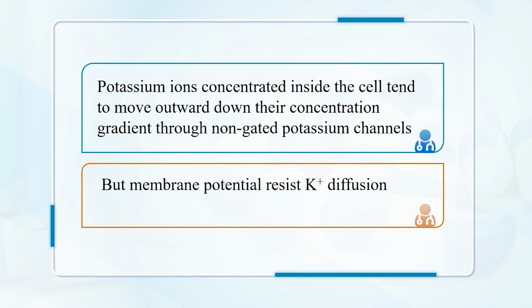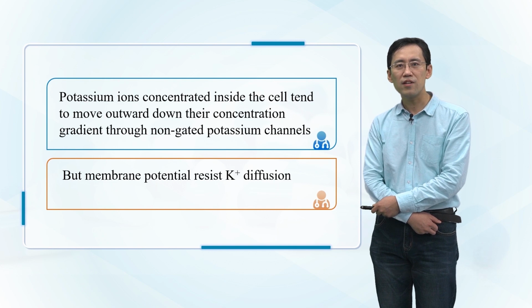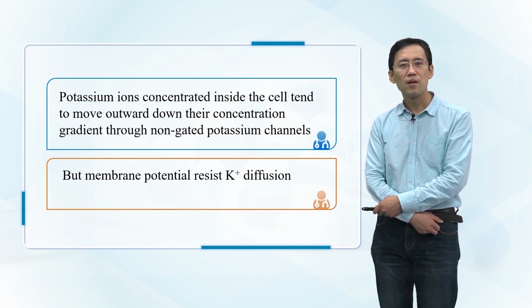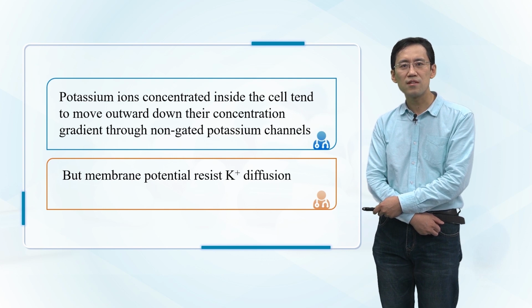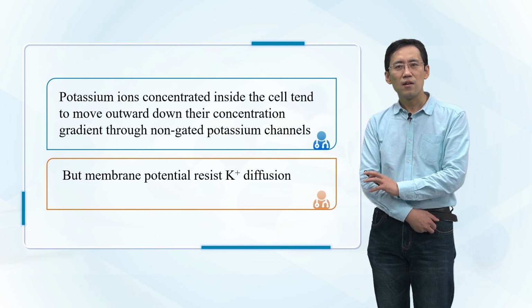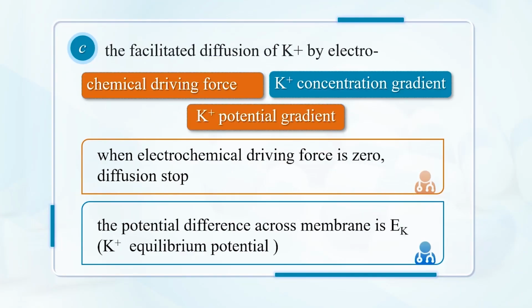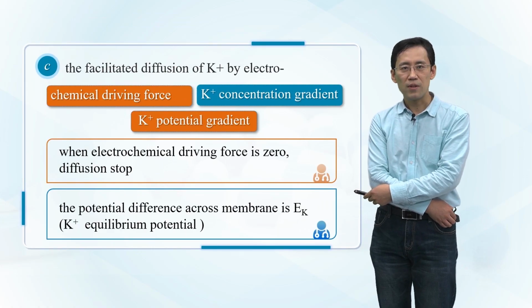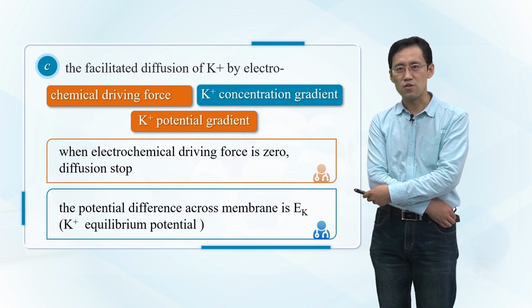In one sentence, potassium ions concentrated inside the cell tend to move outward down their concentration gradient through non-gated potassium channels. But the membrane potential resists potassium diffusion, so there's an equilibrium. When the electrochemical driving force is 0, the diffusion stops. That means the potential difference across the membrane is the potassium equilibrium potential.